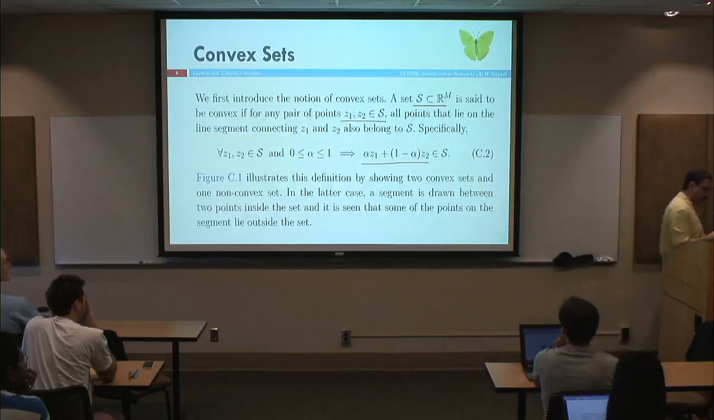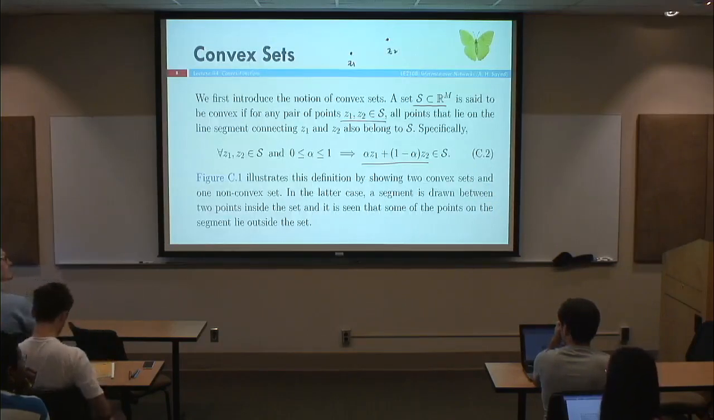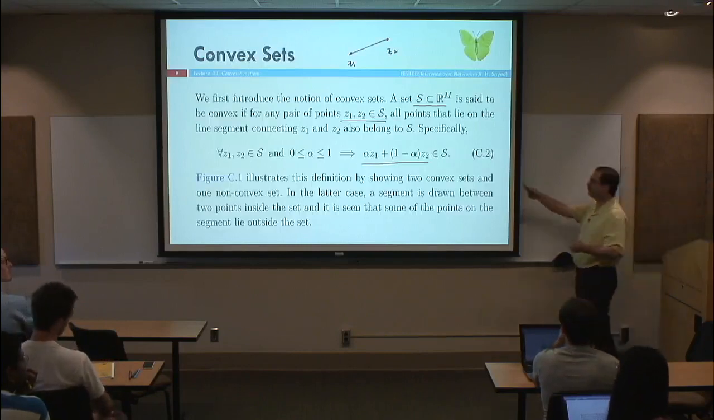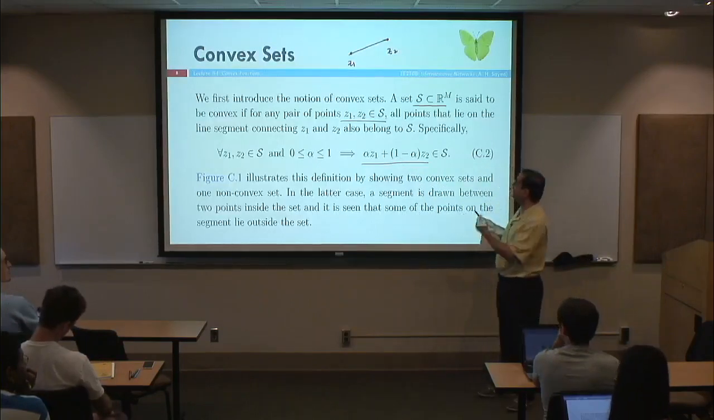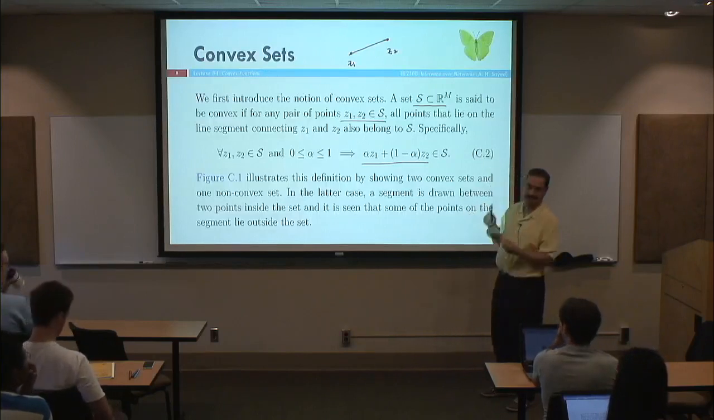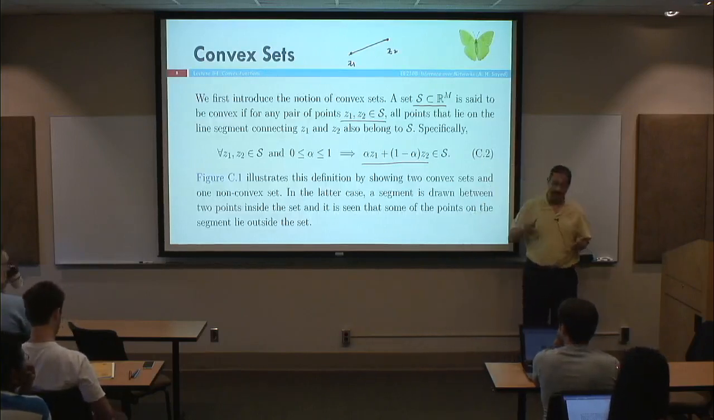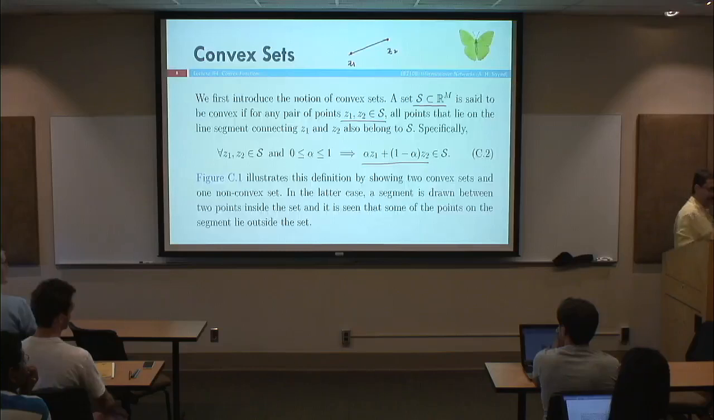Okay? So the geometric interpretation of this is that if you pick any 2 points, Z1 and Z2, right? Any point that lies on the segment connecting Z1 to Z2 is a point given by a combination of this form. For example, when alpha is 0, you get Z2. When alpha is 1, you get Z1. When alpha is 1/2, you get a point in the middle. So all the points in between are described by this combination.